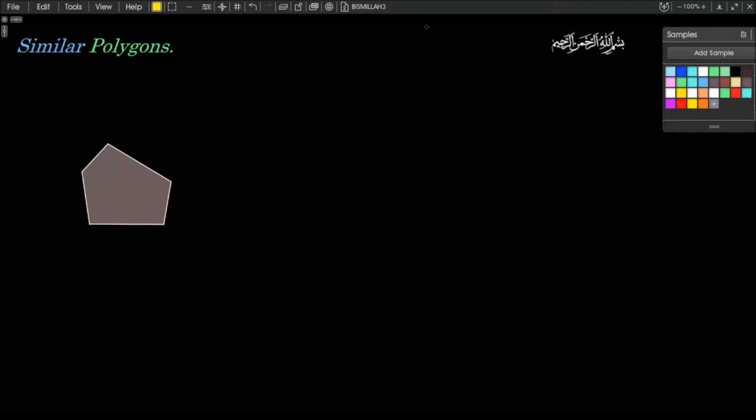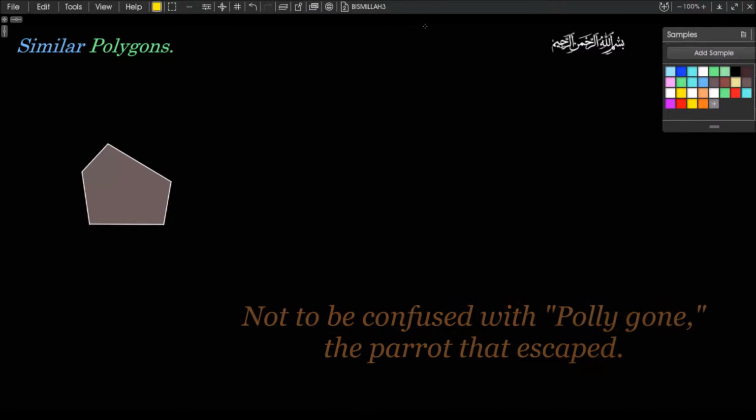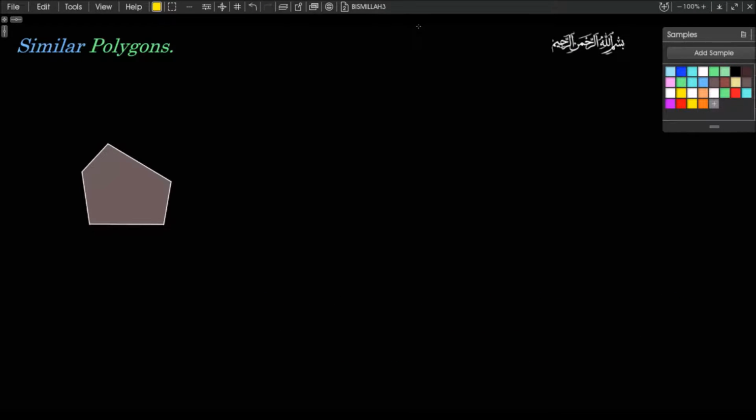Today I wanted to talk about similar polygons. Polygons, as you recall, are just closed geometric figures that have segments as their sides. So what you see before you here is a pentagon.